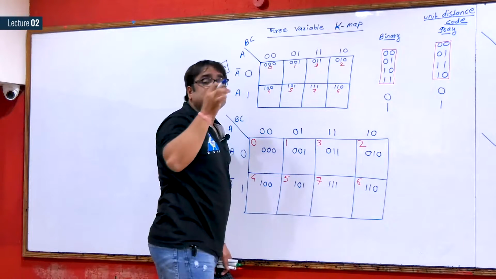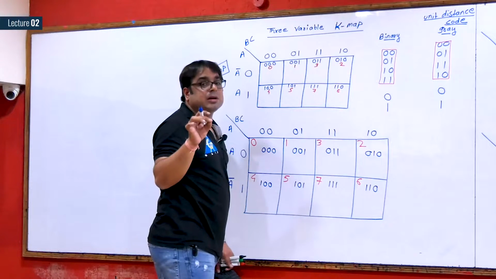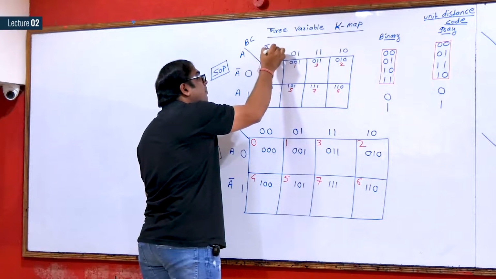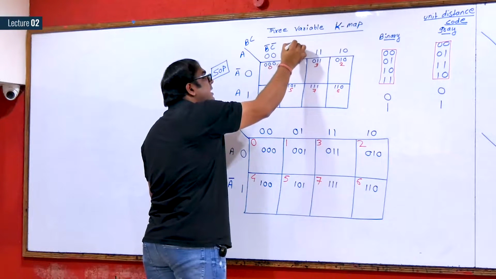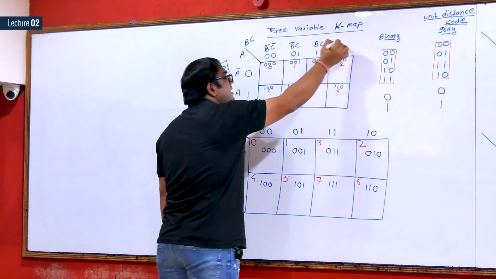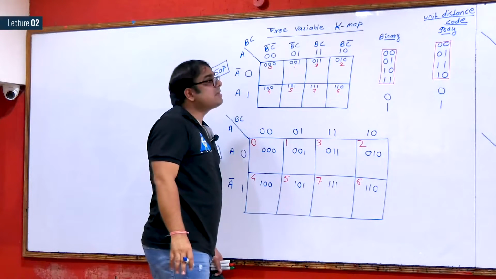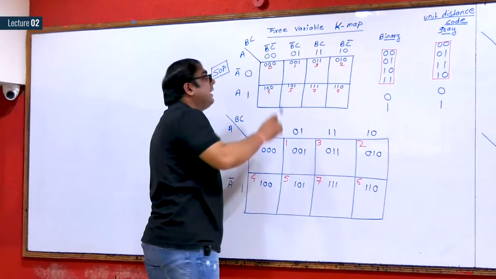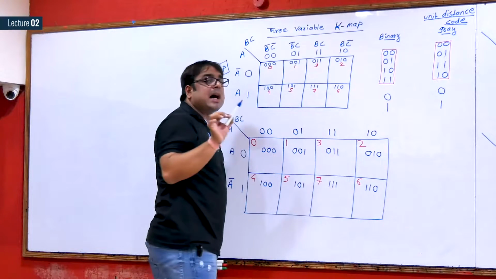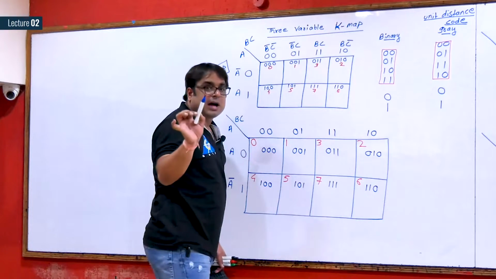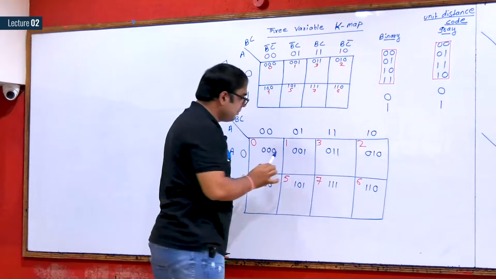In SOP, the individual term is a product term. So this is B complement C complement. This is B complement C. This is BC and this is BC complement. Individual terms are product terms. Please see.